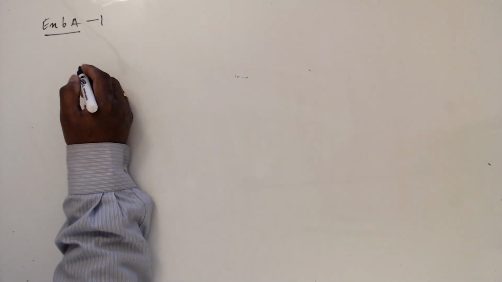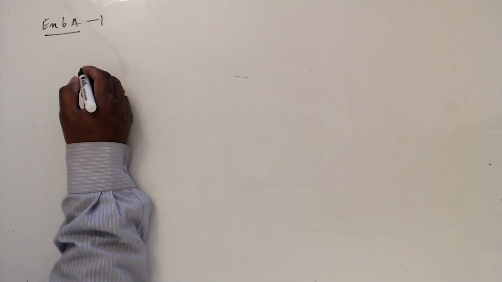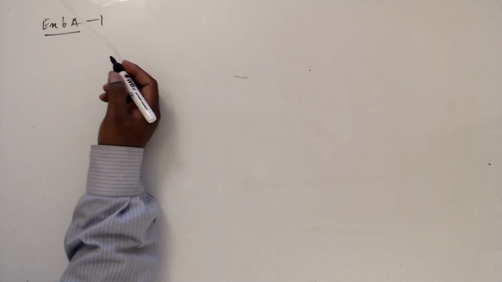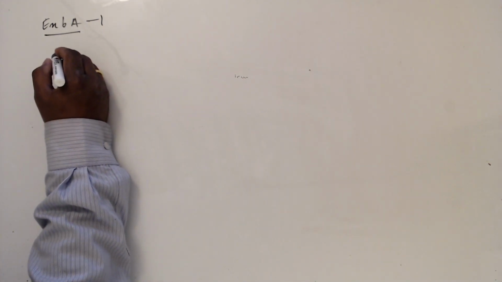Exercise 6A, question number 1. Write down whether or not the following are discrete random variables, and give reasons. So we need to know whether the variables are discrete or not.